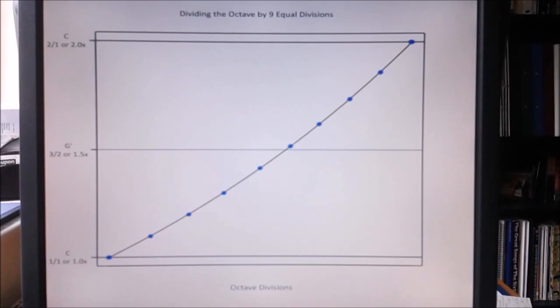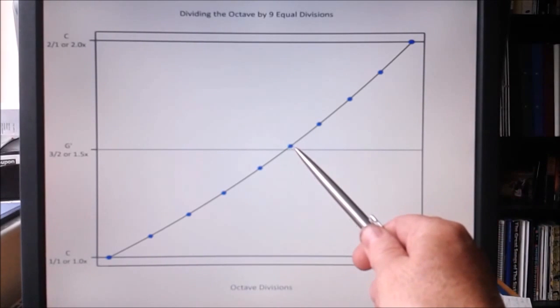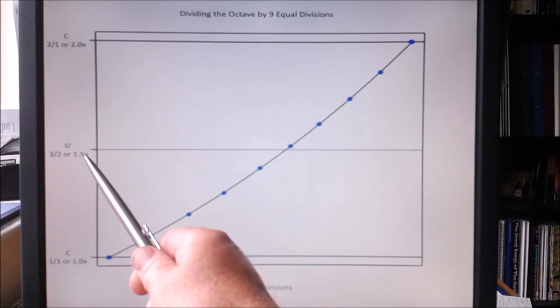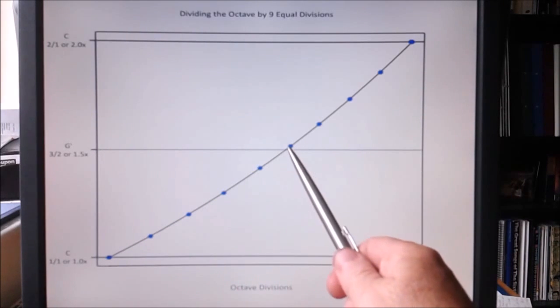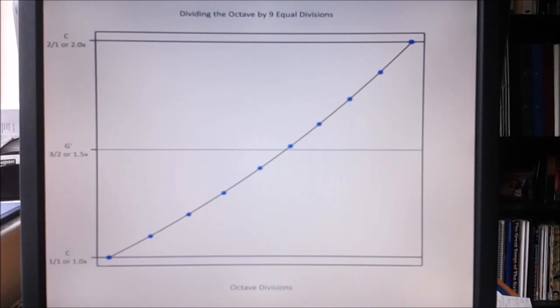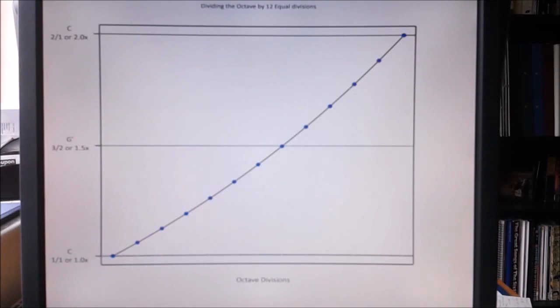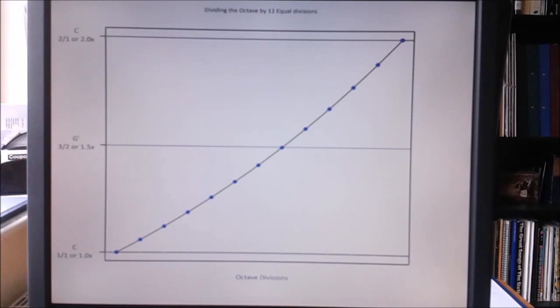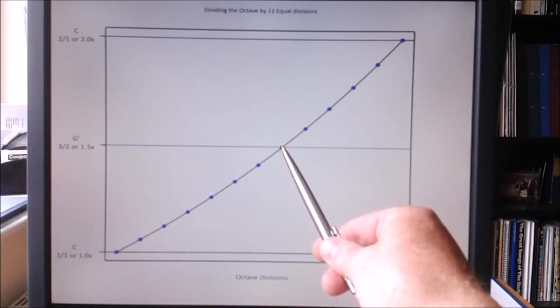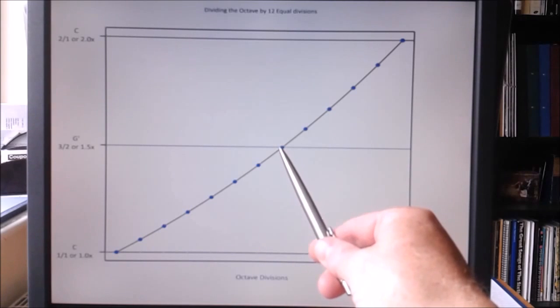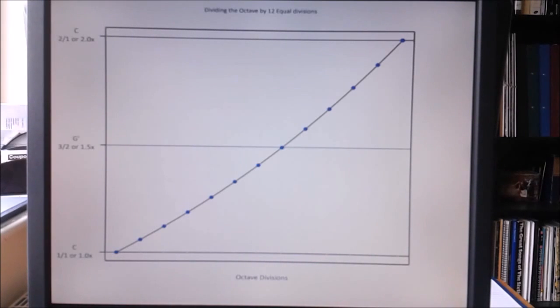Well, there is a note on the equal tempered scale here that is approaching this 3/2 ratio of G dash on the just intonation scale. It'd be nice if we could get even closer though. So what happens if we increase the number of notes from 9 to, surprise surprise, 12? Here we have a note on the equal tempered scale which is pretty much exactly on the 3/2 line.